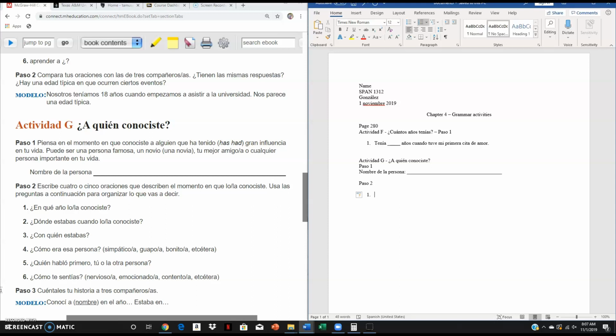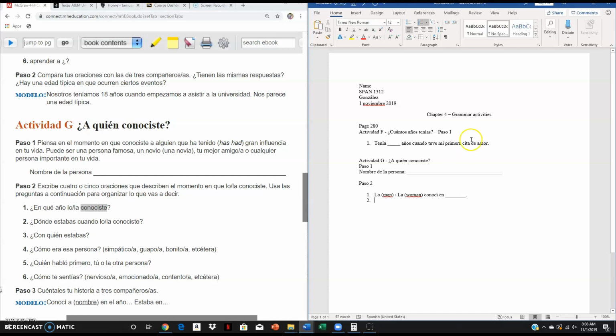So ¿en qué año lo conociste? You'll want to put it in a complete sentence. So lo for él, right? Lo for man, la for woman. Conocí, because you want to respond with the tense that they're giving you. So since this is in preterite, we are going to respond in the preterite, right? Lo conocí en, and then the year, okay? And then that's how we will discuss this, okay?